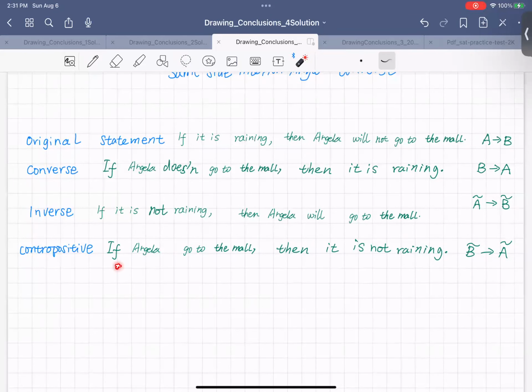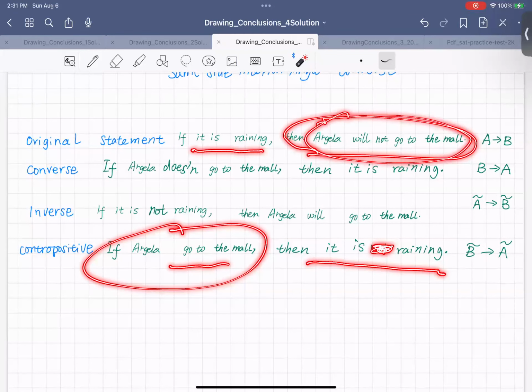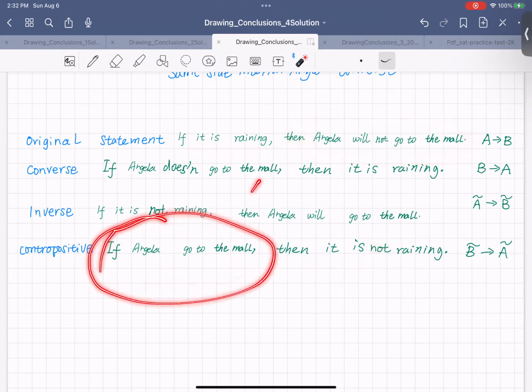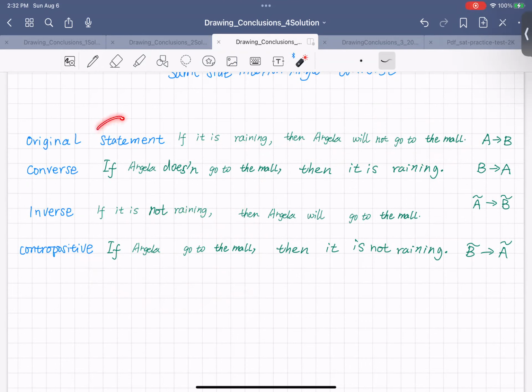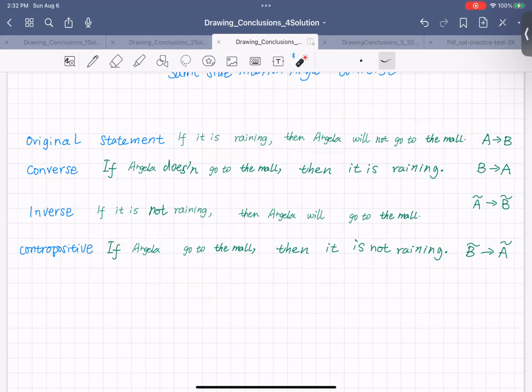Why? Because look at here. If Angela goes to the mall, then if you say, no, I want to say it is raining. But look at here: if it is raining, Angela will not go to the mall. Angela goes to the mall, Angela does not go to the mall. These two cannot exist at the same time, right, Angela? You will not be able to appear in the mall and not at the mall at the same time. That's impossible. So the original statement and the contrapositive are equivalent statements.